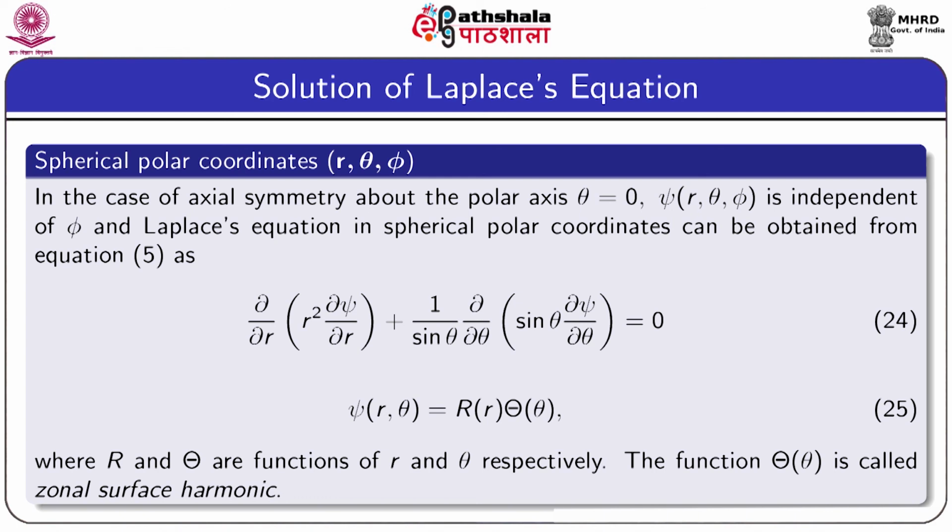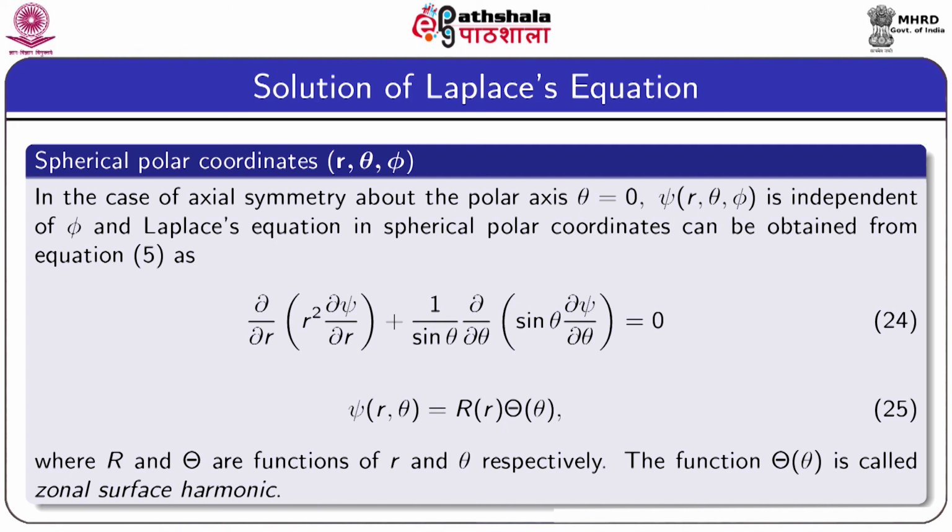Now, I am going to discuss the Laplace equation in spherical polar coordinates, where the independent variables are r, theta and phi. In some cases, there is some axial symmetry in the problem. So, for that case, there is a symmetry about the polar axis theta equals 0 and psi is independent of phi. The Laplace equation in spherical polar coordinates becomes what is written in equation number 23.